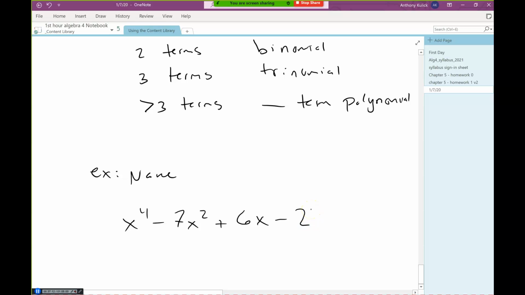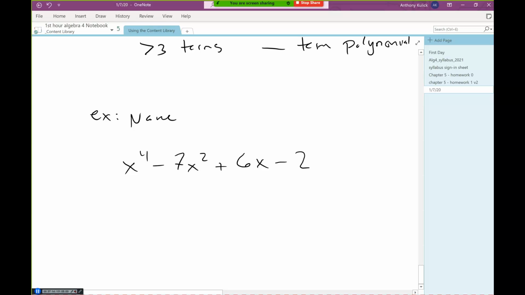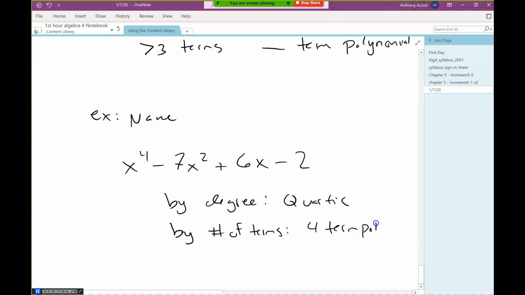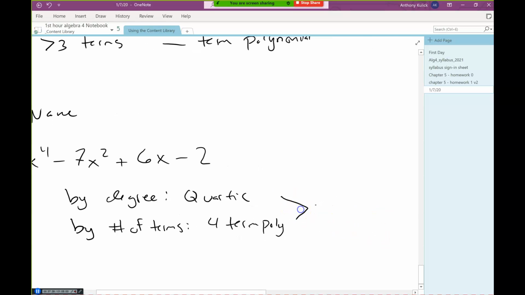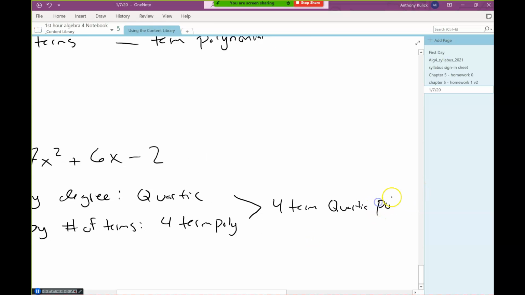So let's say we have x to the 4th minus 7x squared plus 6x minus 2. If we name this by degree, we'd say that this is quartic. And by the number of terms, we'd say it's a 4-term polynomial. Or we could combine these together and say this is a 4-term quartic polynomial and be a little bit more specific there and kind of use both.